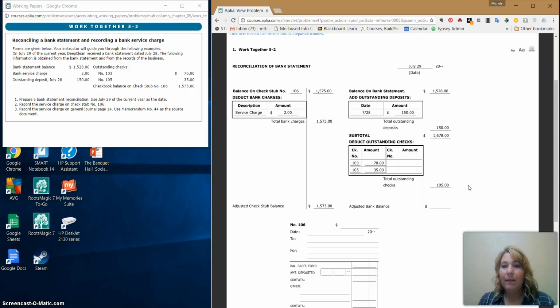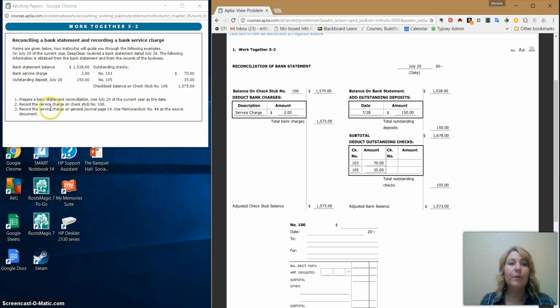We're going to take the balance we just calculated here, 1,678, minus the 105, which is going to give us an adjusted bank balance of 1,573. Okay, here's a very important spot. These 2 numbers must match. If these don't match, then you've made a mistake somewhere, there's an error. You have to go find it before you can go on.